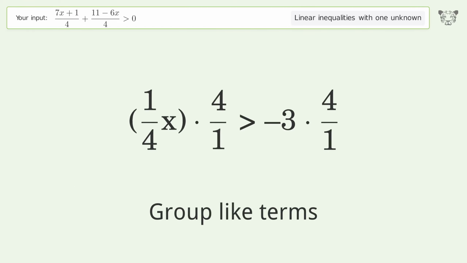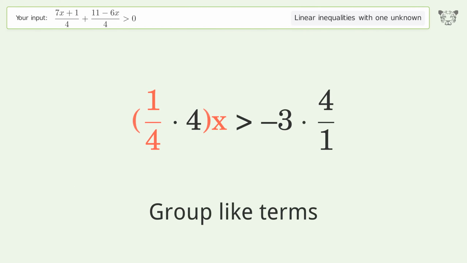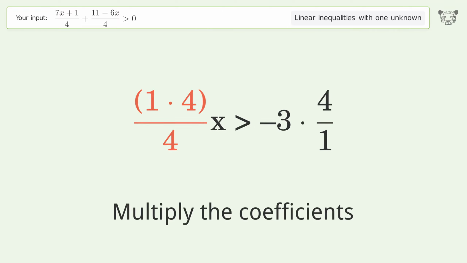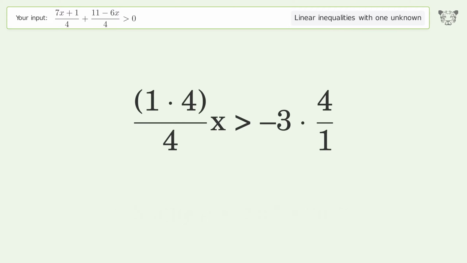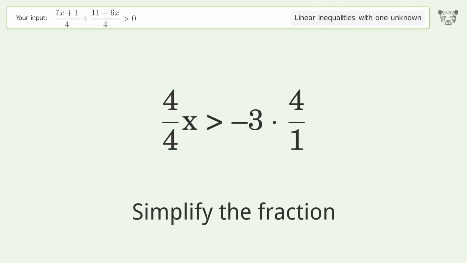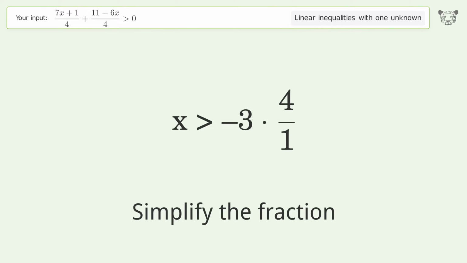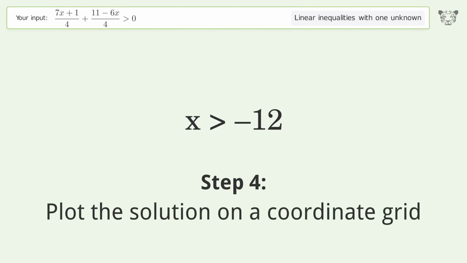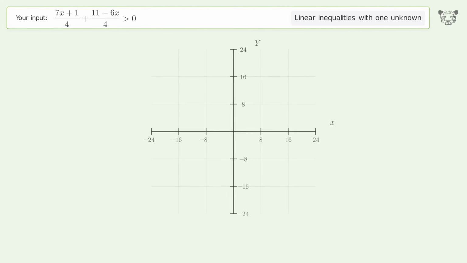Group like terms. Multiply the coefficients. Simplify the fraction. Simplify the arithmetic. Plot the solution on a coordinate grid. And so the final result is x greater than -12.